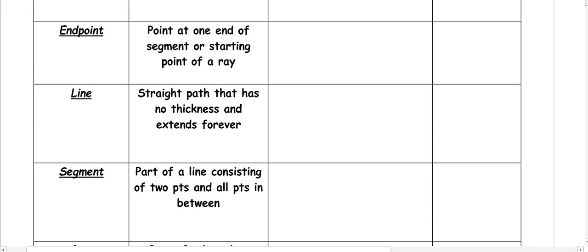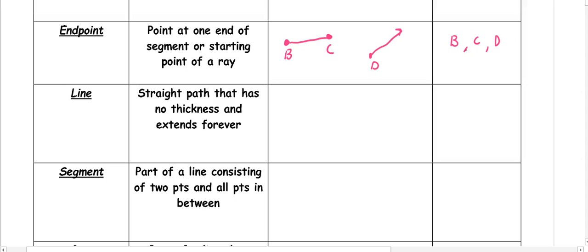An endpoint is the point at the end of a segment or the starting point of a ray. So here, B and C are endpoints, or D. So we would just name it B, C, or D.